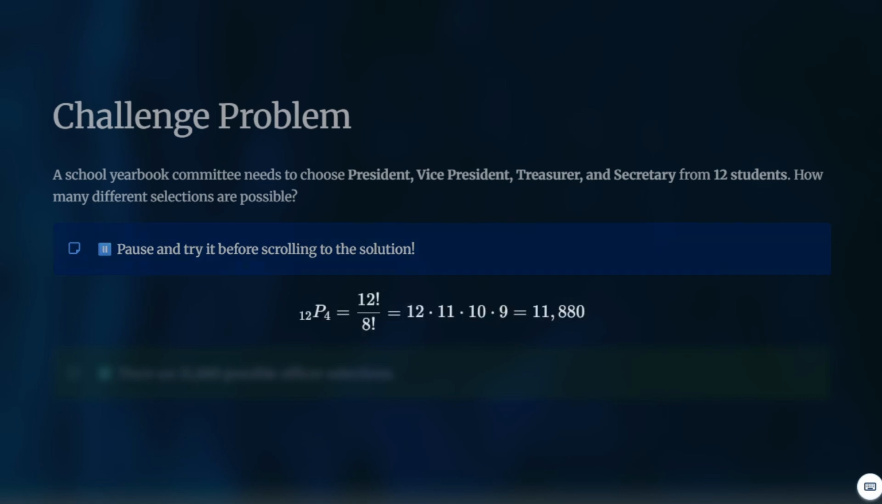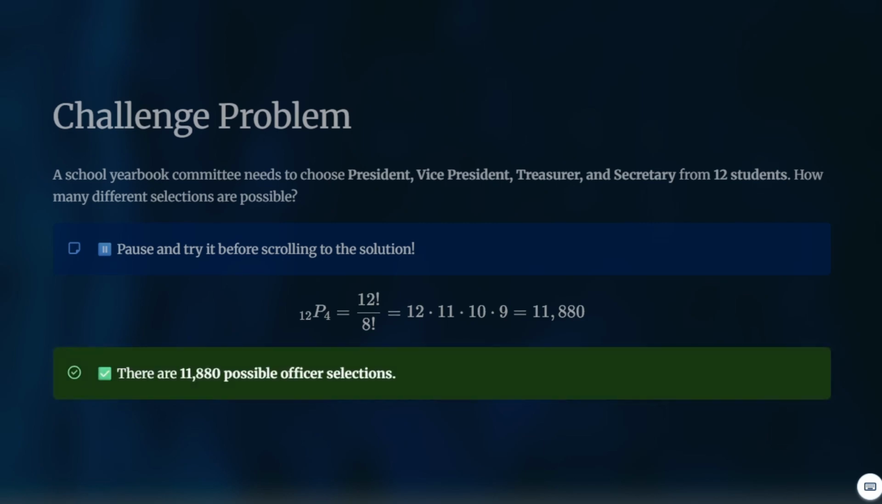Here's the solution. Out of 12, you permute 4. So that will be equal to 12 factorial over 8 factorial, which will be equal to 12 times 11 times 10 times 9, and that will be 11,880 possible officer selections.